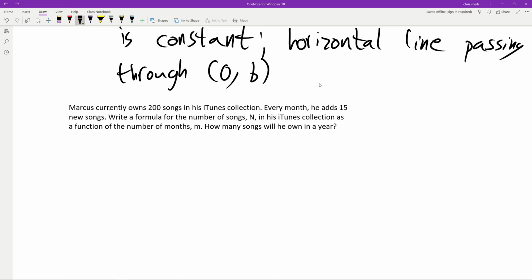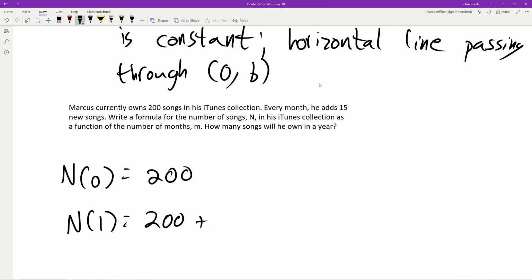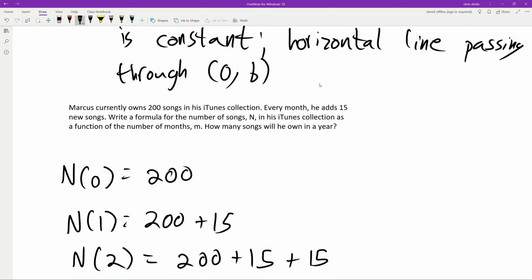Well, no matter what, he's starting with 200 songs, right? So n of 0 is 200. If I think about what n of 1 would be, this would be 200 plus 15. I would have added 15 songs. n of 2 would be 200 plus 15 plus 15, since I would have added 15 songs and then added 15 more after 2 months.